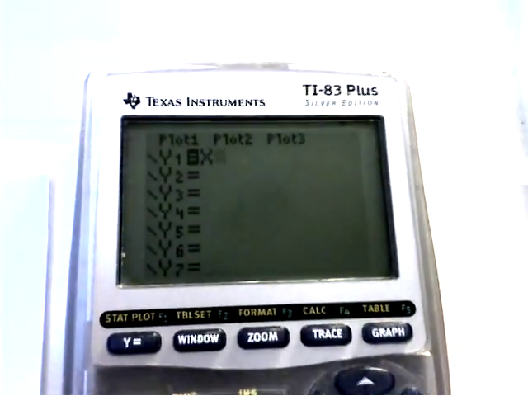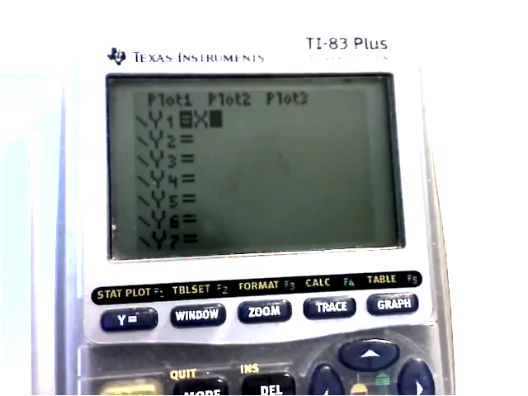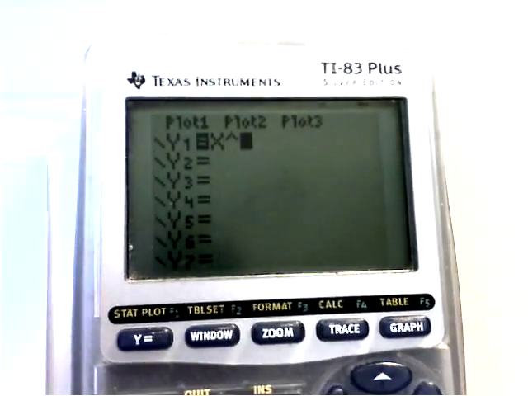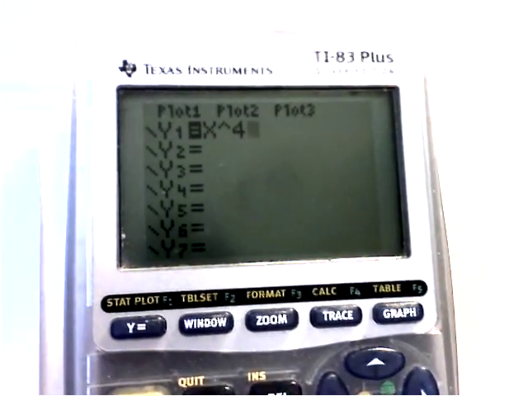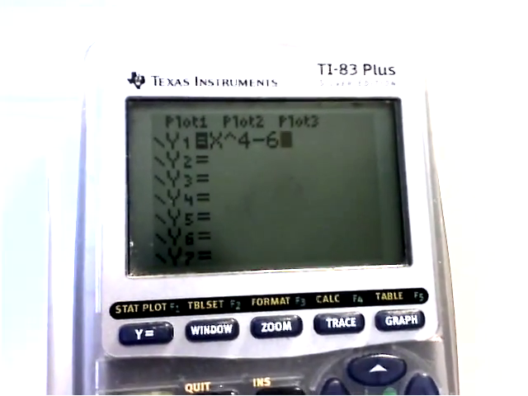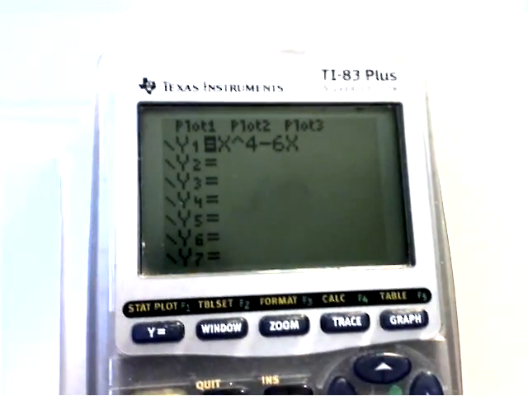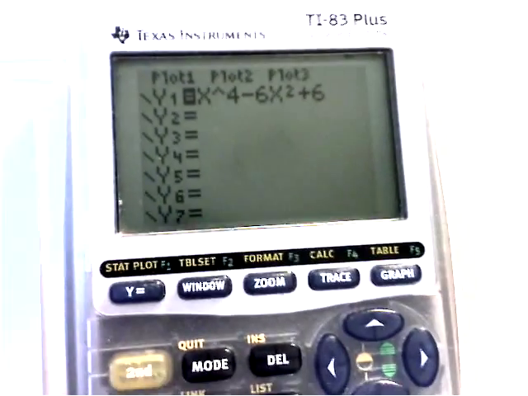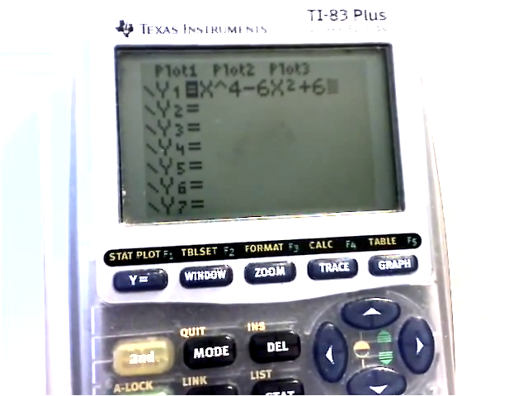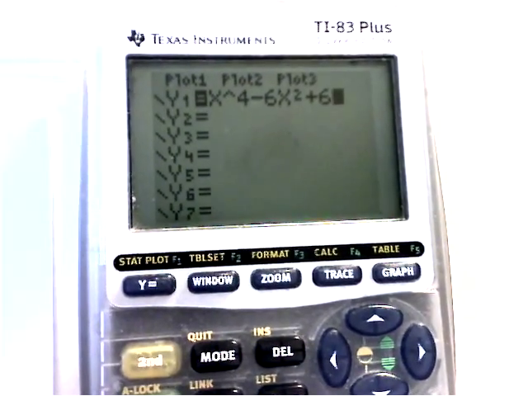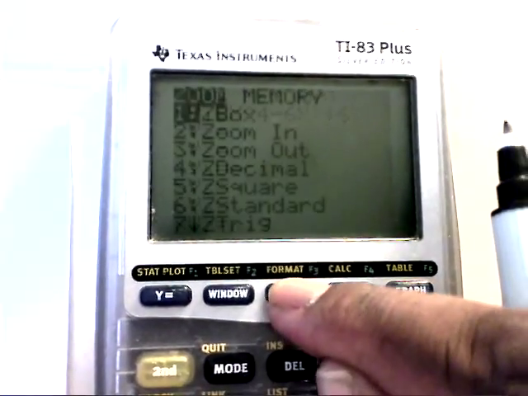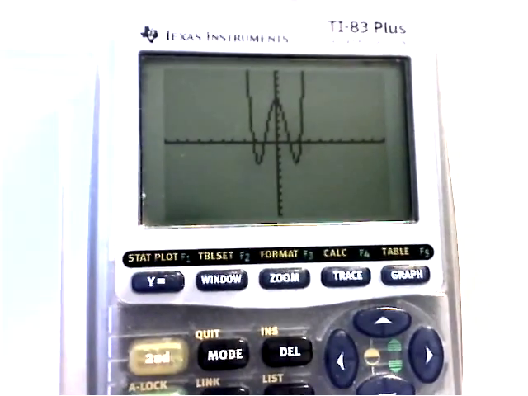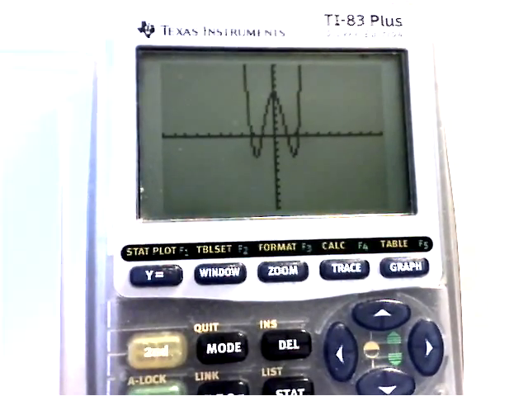So for this intent and purpose, let's say x, and then the caret key for your exponent, which is below the clear key, and then 4, x to the 4th, minus 6, x theta for your x, and then x squared for the exponent of 2, plus 6. Now this time I'm going to press the zoom button and then select number 6 for our standard window. And that's what the graph of that function looks like. This looks like a W.